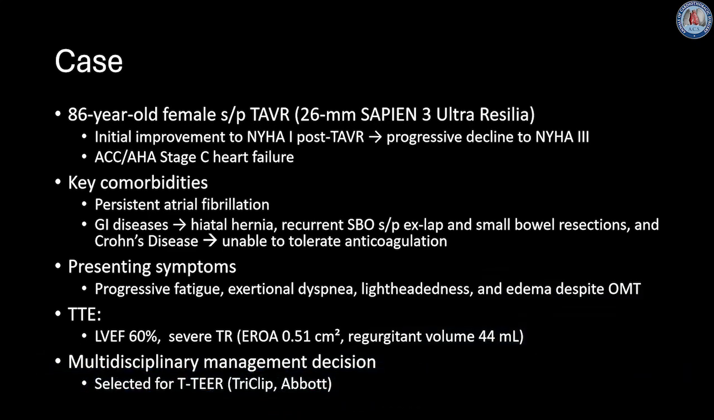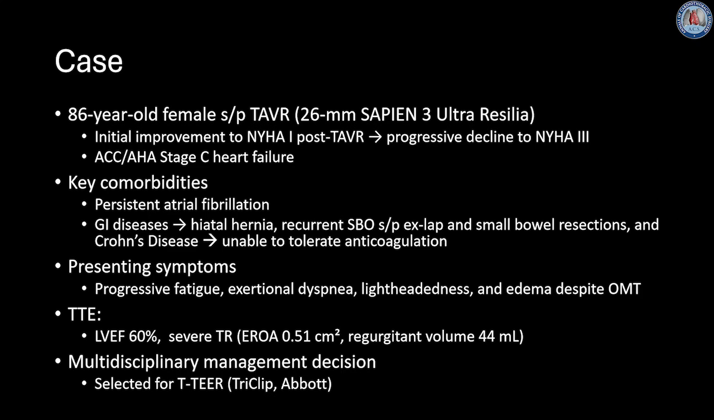She initially experienced marked symptomatic improvement following TAVR. However, over the subsequent year, she developed progressive decline and re-presented to clinic with NYHA Class III heart failure symptoms despite optimal medical therapy. She carried a remote history of atrial fibrillation and significant gastrointestinal comorbidities, as noted on the slide, that precluded long-term anticoagulation.